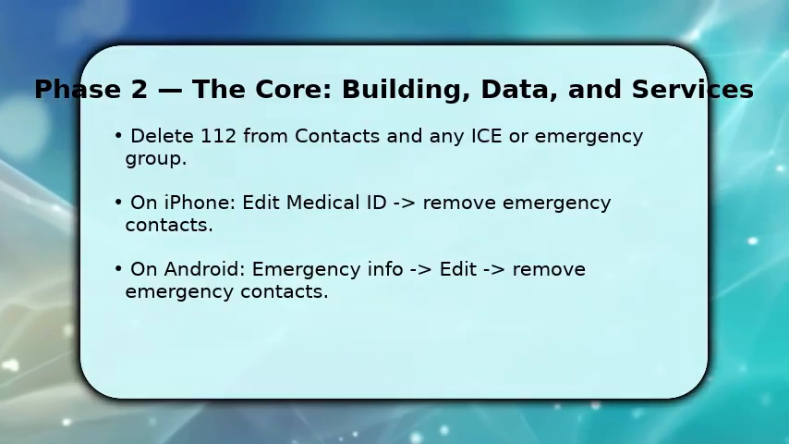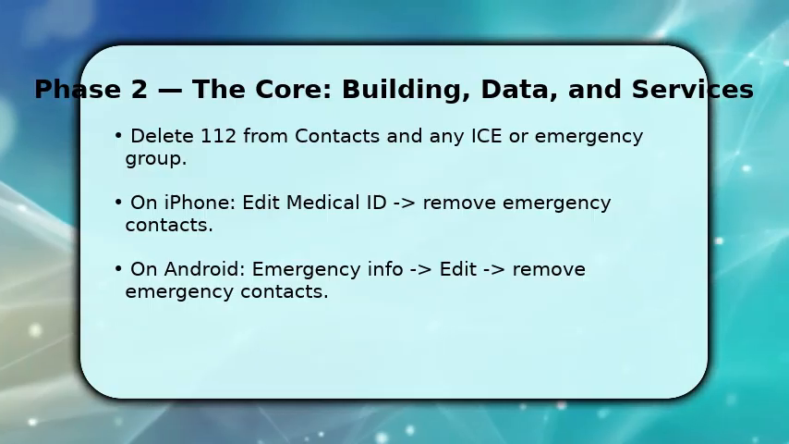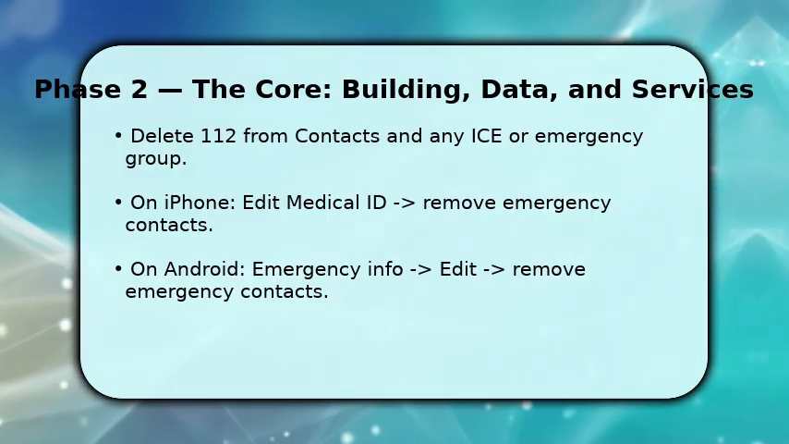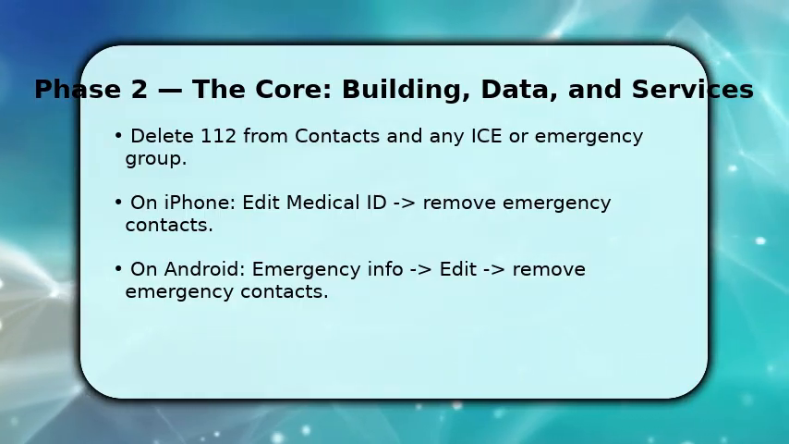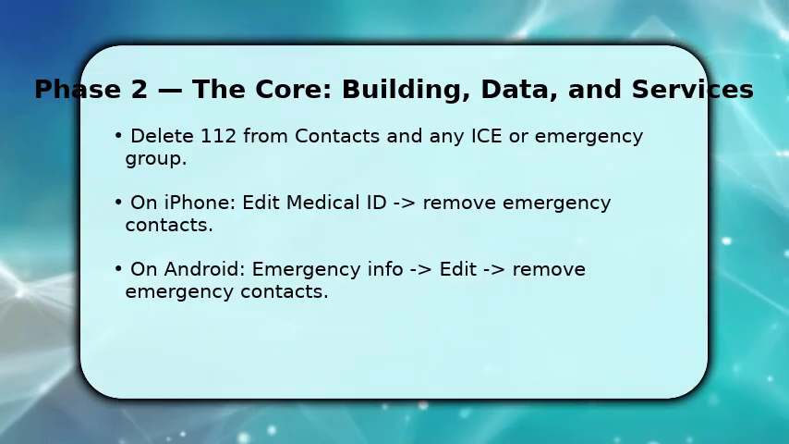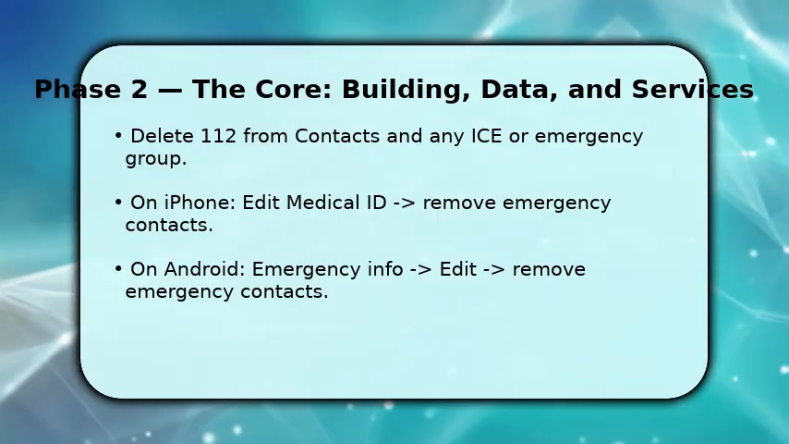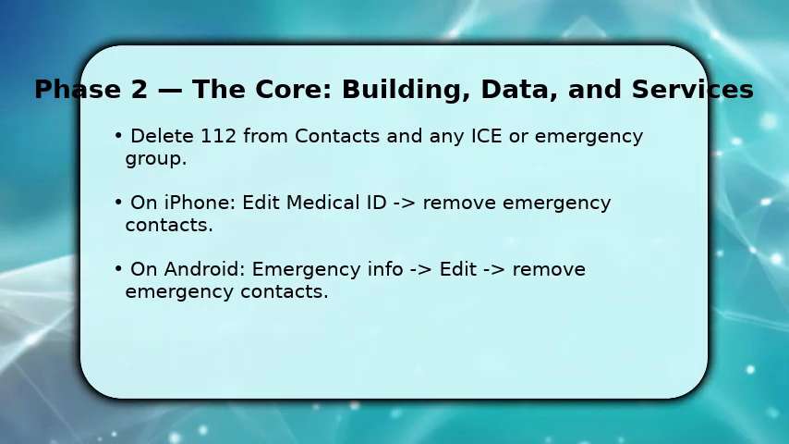On iPhone, open Health, Medical ID, Edit, then remove emergency contacts and disable Show when locked. On Android, open Contacts or the Emergency Info app, edit emergency contacts, and delete the 112 entry. Also check the lock screen settings.